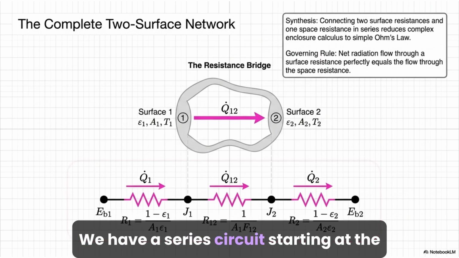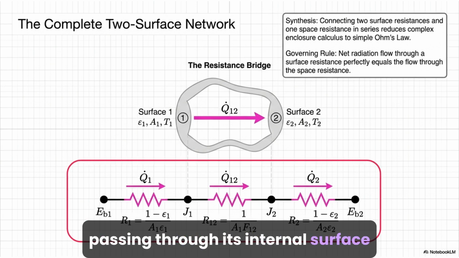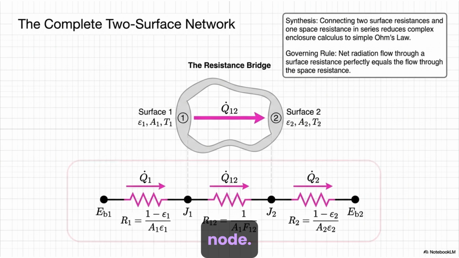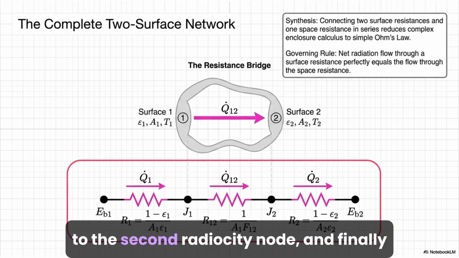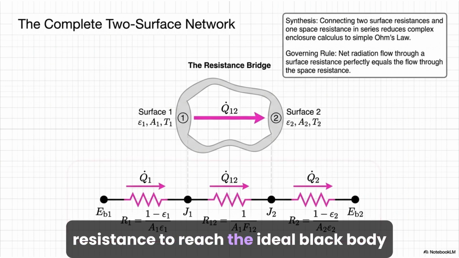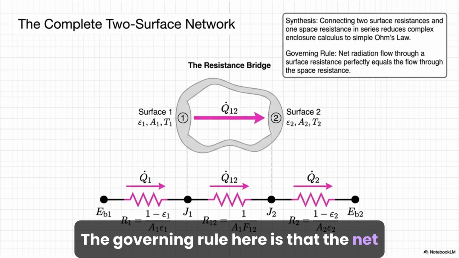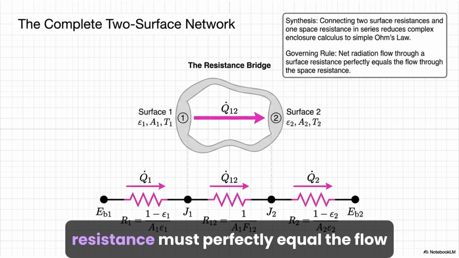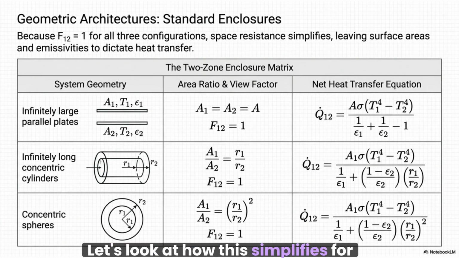We have a series circuit starting at the ideal blackbody potential of surface 1, passing through its internal surface resistance to reach the first radiosity node. From there, the heat current flows through the geometric space resistance to the second radiosity node, and finally passes through the second surface resistance to reach the ideal blackbody potential of surface 2. The governing rule here is that the net radiation flow through a surface resistance must perfectly equal the flow through the space resistance. Let's look at how this simplifies for standard industrial geometries.